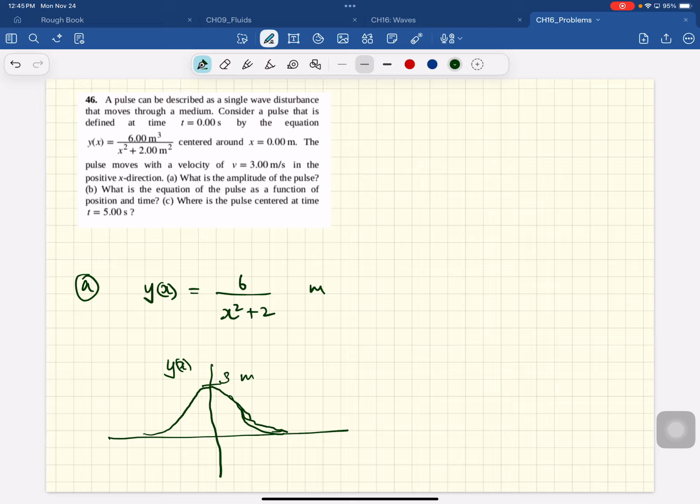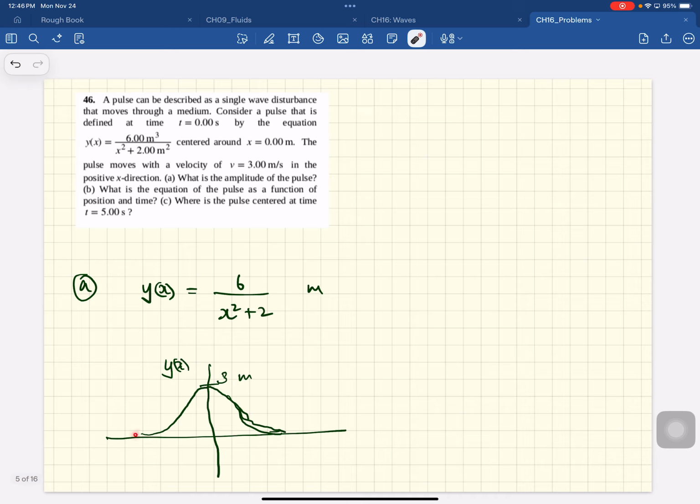And again, 3 meters is almost 2/3 of the way to the roof. So this could be a water wave, a pulse in the ocean that's coming near the beach. And now what you want to do is, what is the equation of the pulse as a function of time? So now you want to make it travel to the right at 3 meters per second. How do you make a pulse travel to the right?